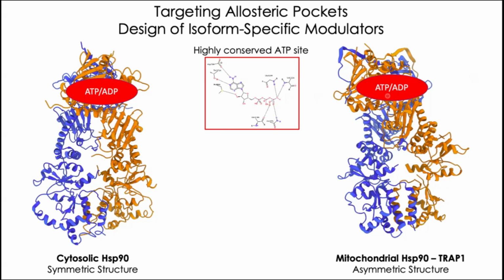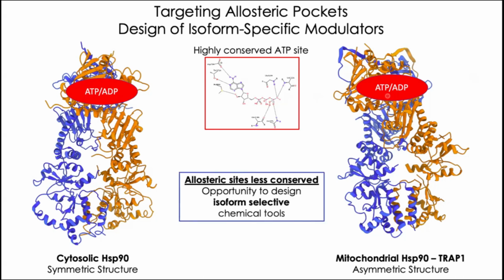So we were interested in targeting the allosteric site, as a means to have selectivity among the different chaperones. We know that allosteric sites are less conserved and may be structurally different among different proteins of the same family. Even in the X-ray structure of the cytosolic version of the protein versus the mitochondrial version, you immediately see some differences, in the sense that the mitochondrial protein TRAP1 crystallizes in an asymmetric form.